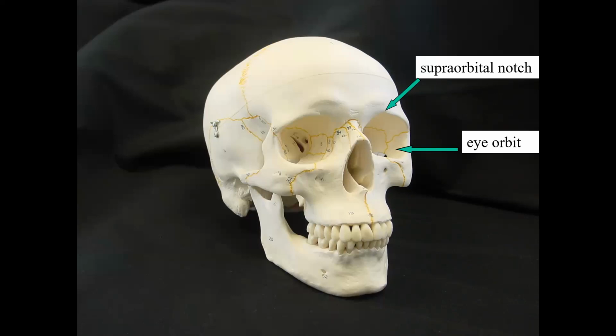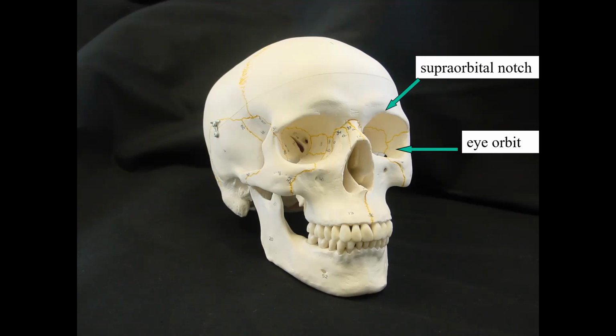Supra is a prefix. It means superior or above. So the supraorbital notch is a notch in the bone above the orbit. Sounds sort of simplistic, but that's how it is. It's the notch above the orbit.